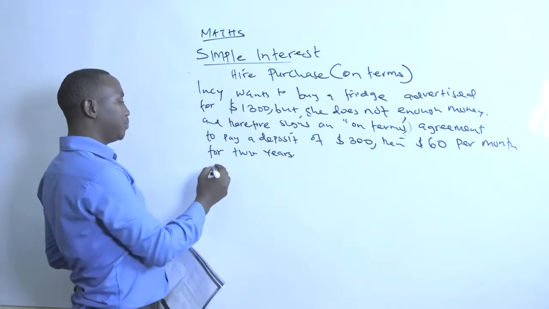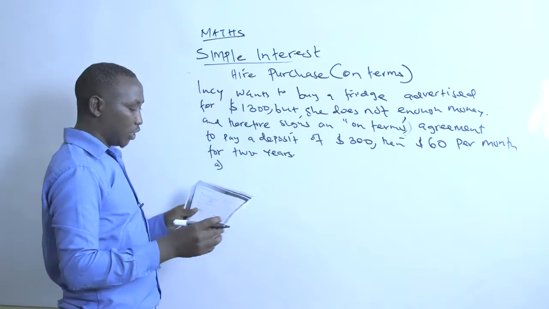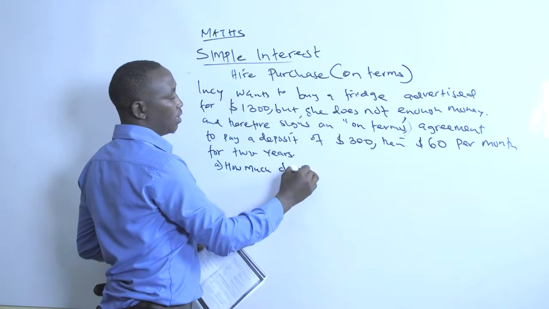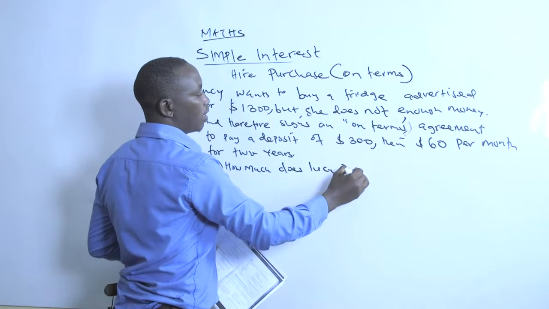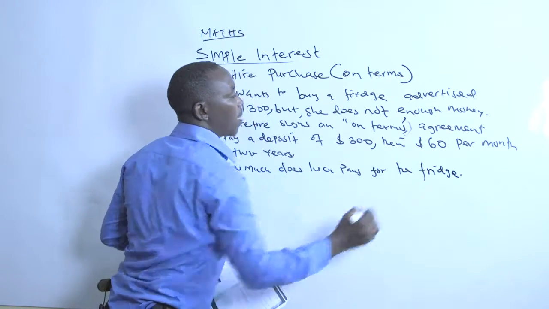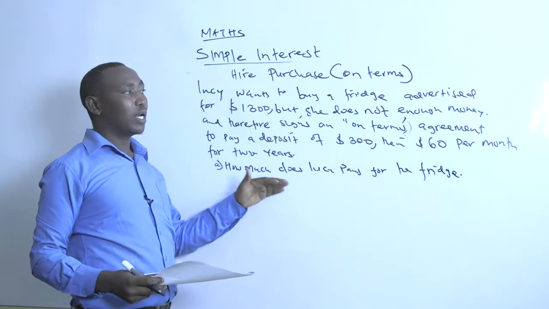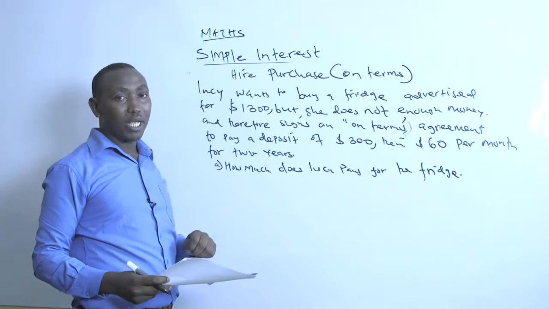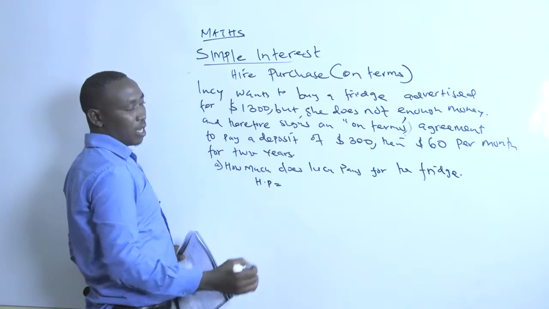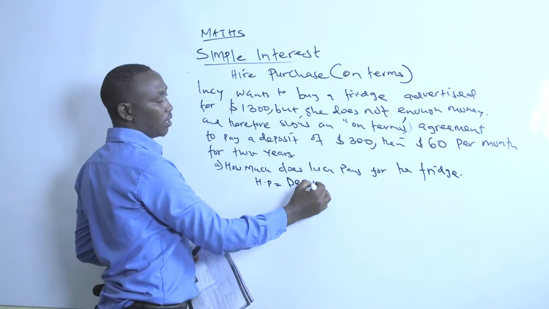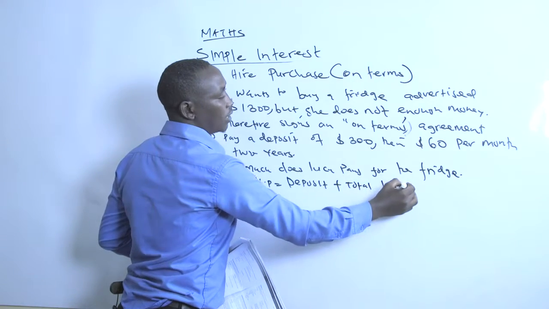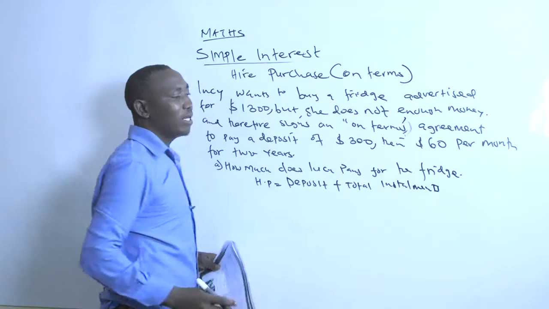So the question is, how much does Lucy pay for the fridge? Understand here that the question wants us to calculate the on terms, or the hire purchase price of that particular fridge. We have said that the hire purchase price of the fridge will be given by the deposit plus the total installments that will be made by Lucy.